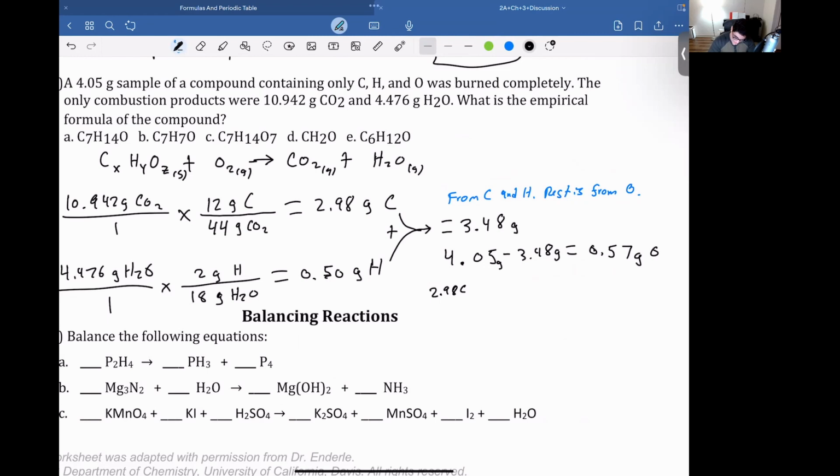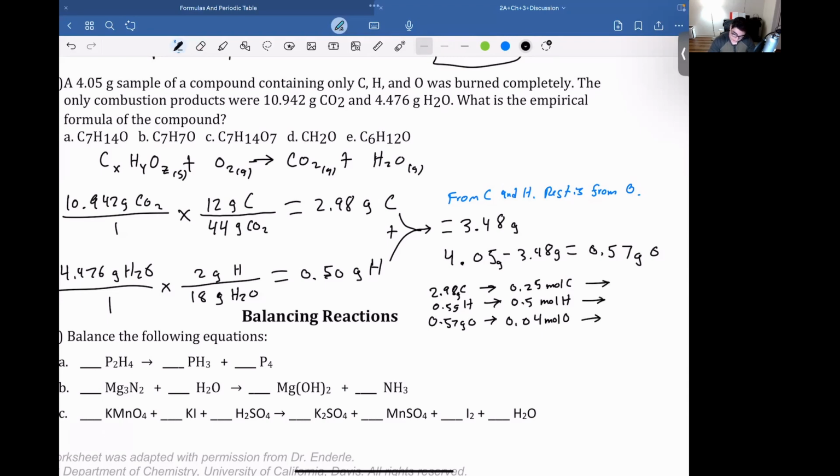2.89 grams of carbon, 0.5 grams of hydrogen, 0.57 grams of oxygen. You convert these to moles first. 2.98 divided by 12, 0.248 moles. Let's just go 0.25. Make my life easy. Moles of carbon. For hydrogen, 0.5 moles. For oxygen, this is 0.04 moles.